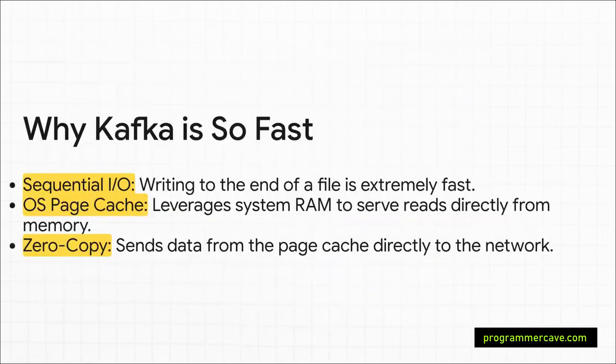So why is this simple approach so fast? Well, there are 3 big reasons. First, Kafka only writes sequentially to the end of a file, which is something spinning hard drives are amazing at. Second, it leans heavily on the operating system's page cache, meaning your most recent active data is probably being served straight out of RAM, not from a slow disk. And third, this is the secret sauce, it uses a technique called zero copy. This lets the OS send data directly from its memory cache to the network card, completely bypassing the Kafka application itself. It avoids so much wasteful data copying, and it's a huge part of why Kafka can rival in-memory systems.